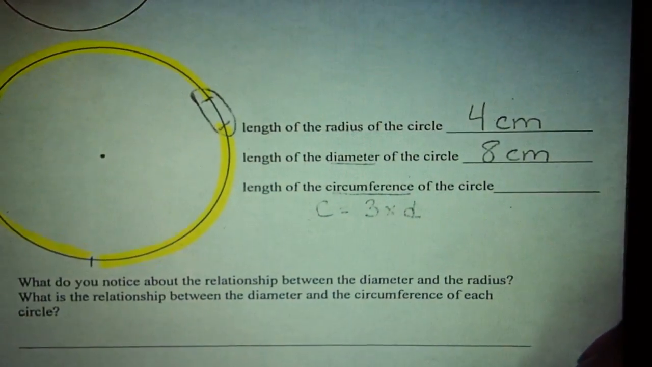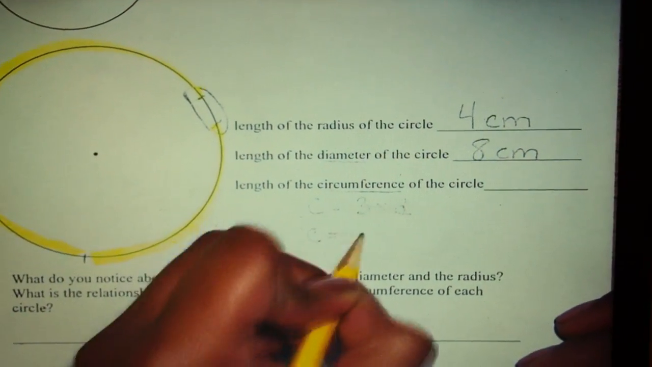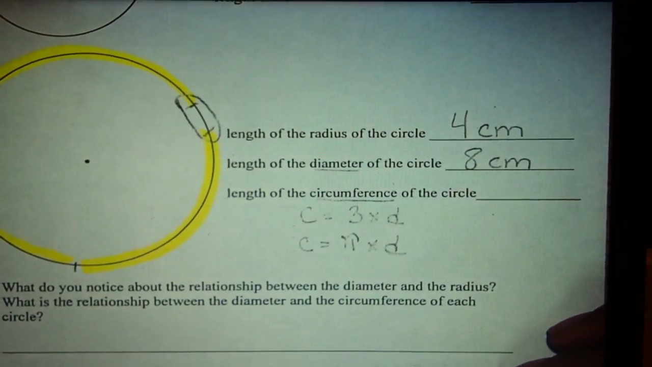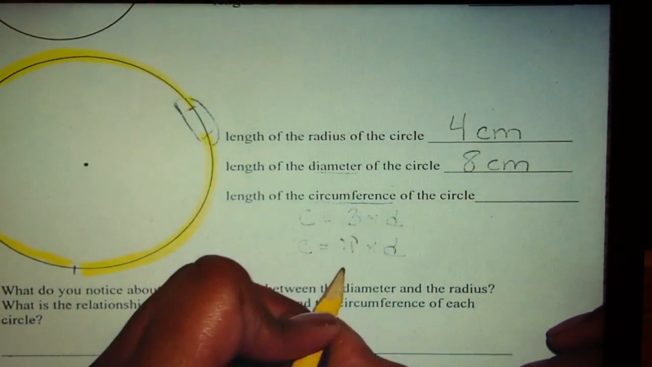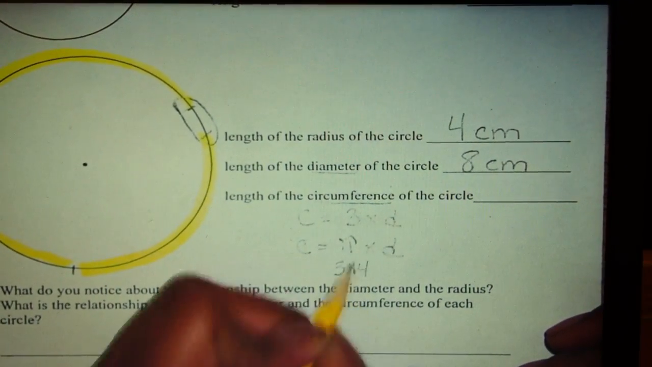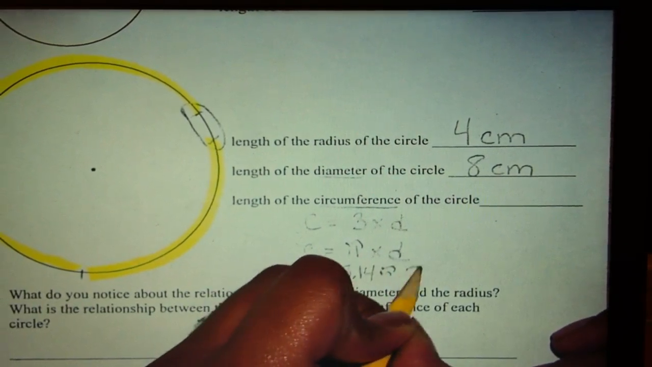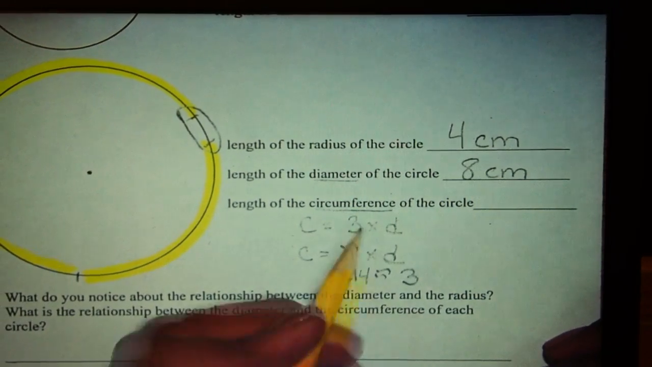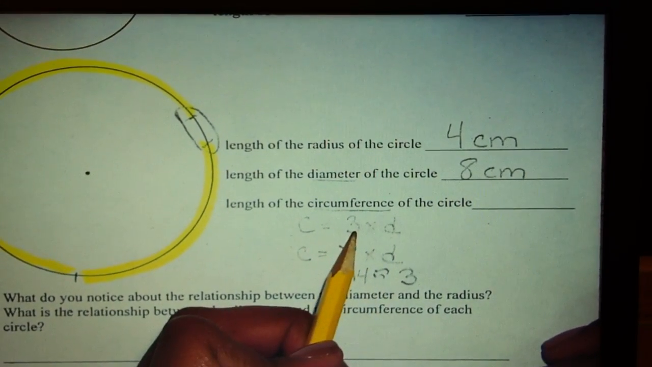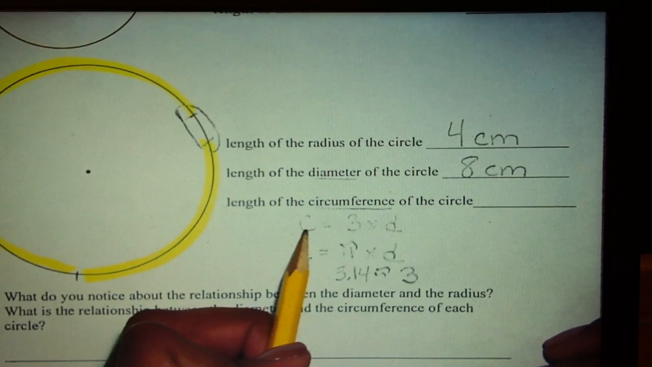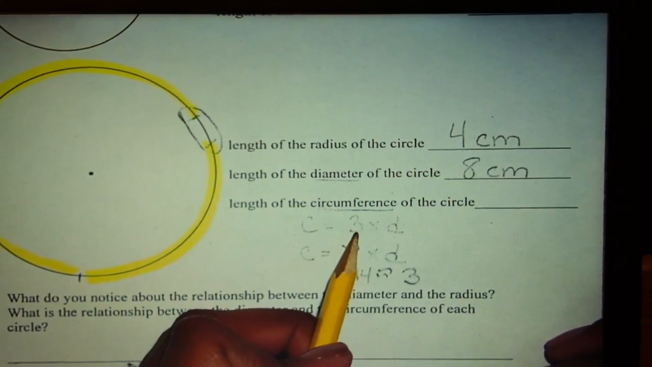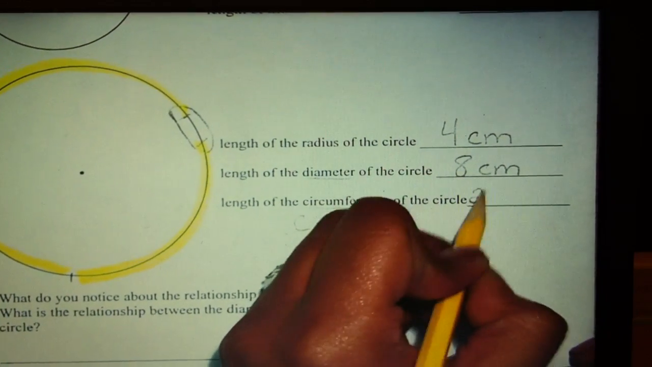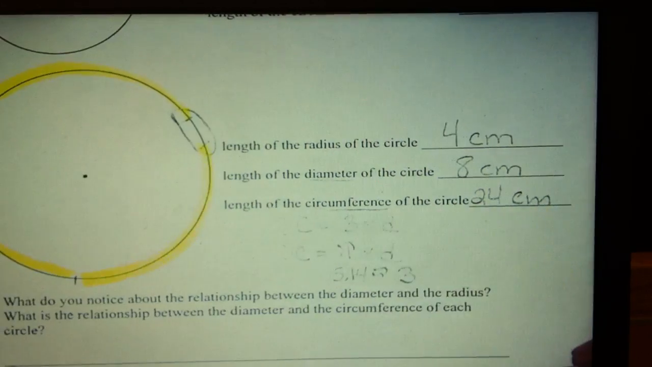Now parents, you may know that the circumference is pi times the diameter. We talked about this with our students, that pi is 3.14, and when rounded, it rounds to 3. So students in 5th grade only need to know that the circumference is about 3 times the diameter. So 8 times 3 is 24 centimeters.